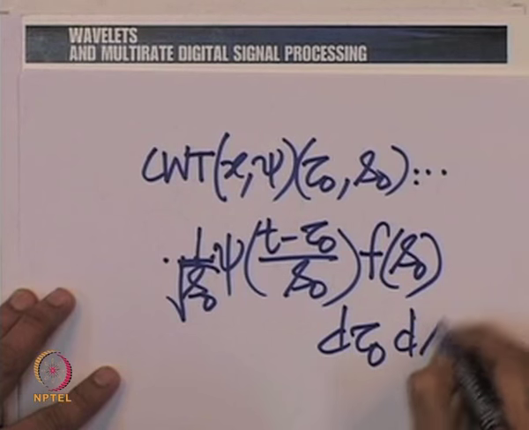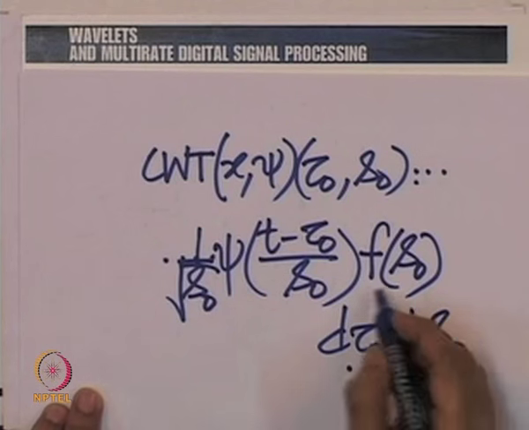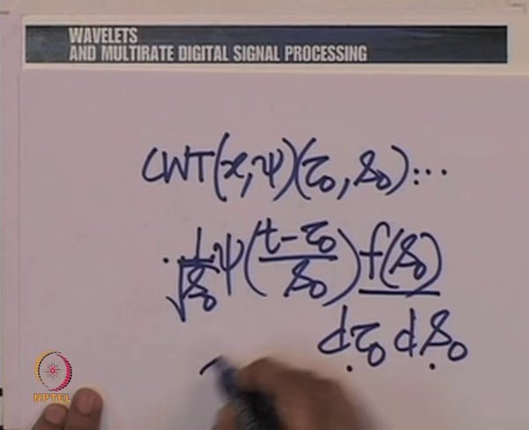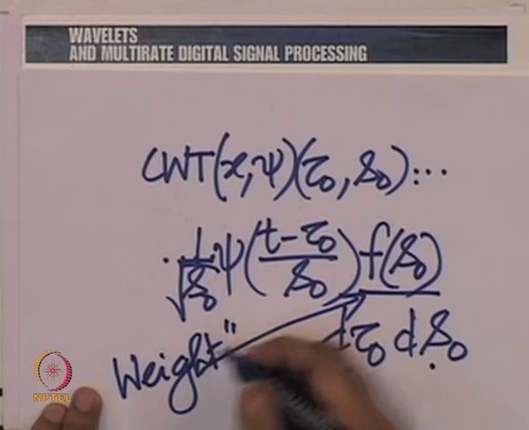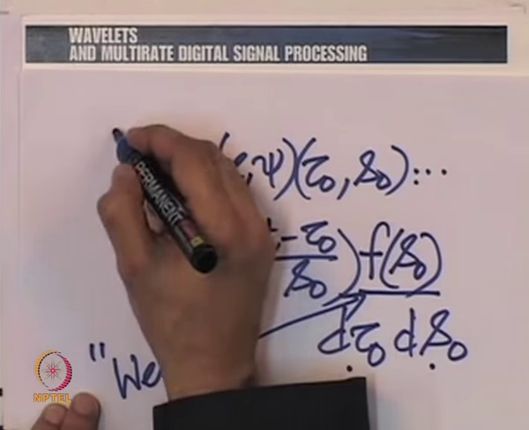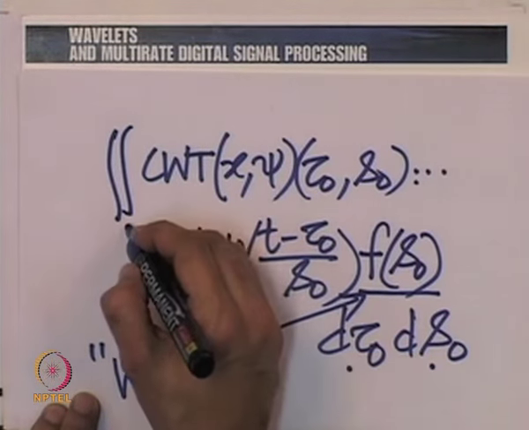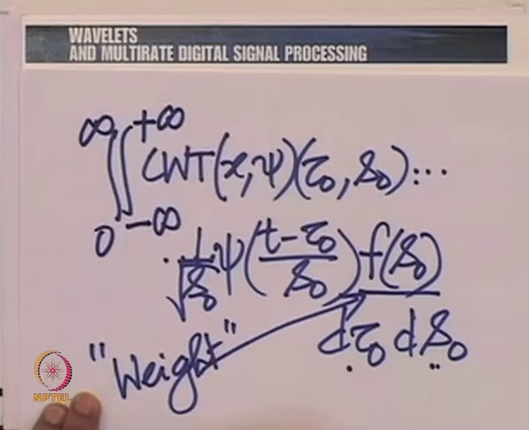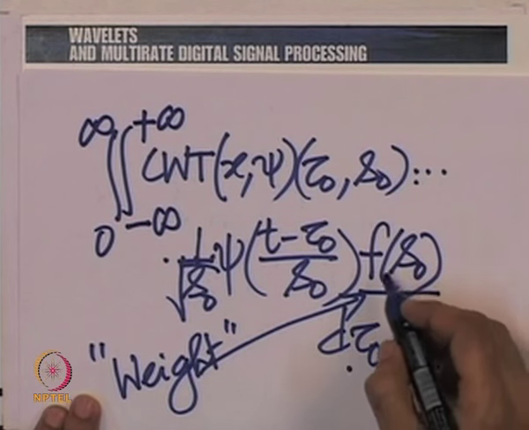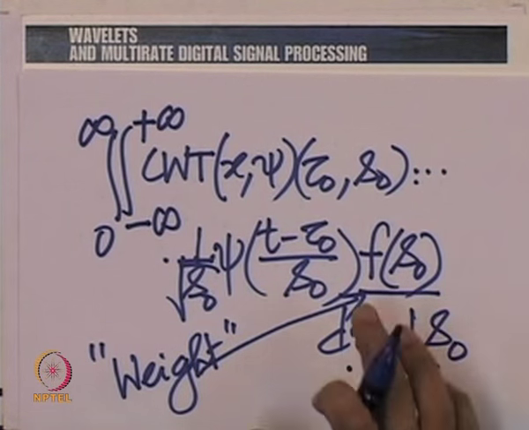We have agreed that we do not need to do anything about tau naught, but we do need to use a weighting factor for S naught, which is f of S naught, a weight, and this is integrated with respect to tau naught and S naught. Now, tau naught would go from minus to plus infinity, but S naught would go from 0 to infinity. There is a little bit of a difference. And we need to choose this f of S naught in such a way that we can get reconstruction. That is what I am trying to say.